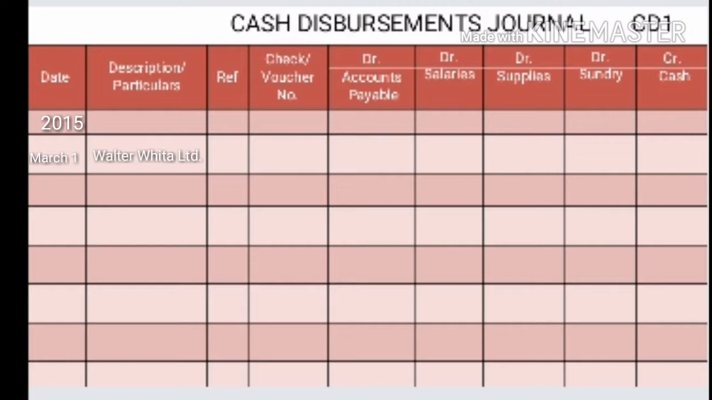The check or voucher number represents the identifying number of the check issued for the related cash payment. Most of the time, a check or cash voucher accompanies the disbursement. The voucher number may be used as the alternative for this column. The debit cash column represents the amount of cash received for a particular transaction.